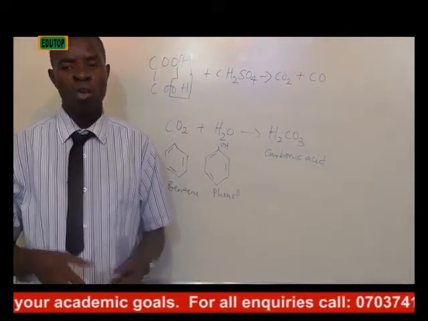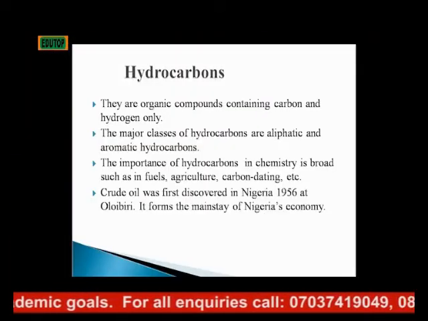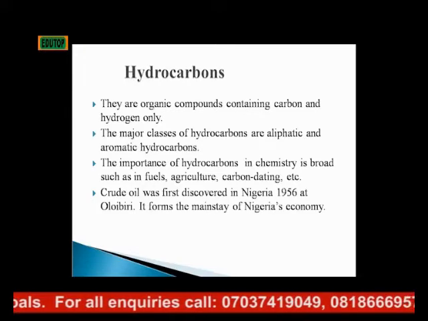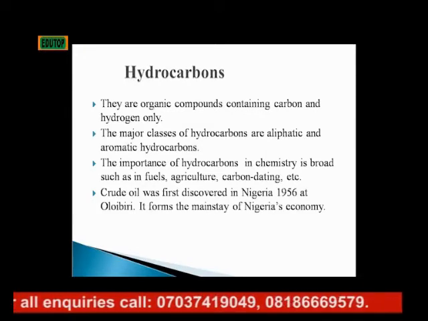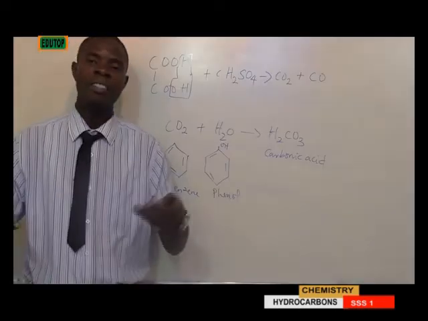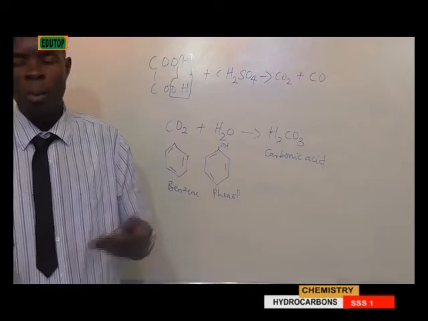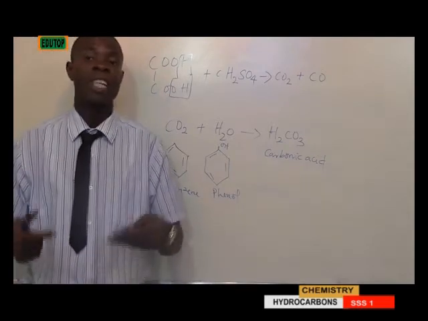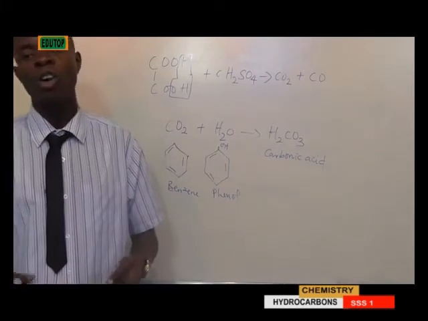Crude oil. Crude oil was first discovered in Nigeria in 1956 at Oloibiri. It forms the mainstay of the Nigerian economy. When I say mainstay, that means the way of survival of the Nigerian economy is based on crude oil.